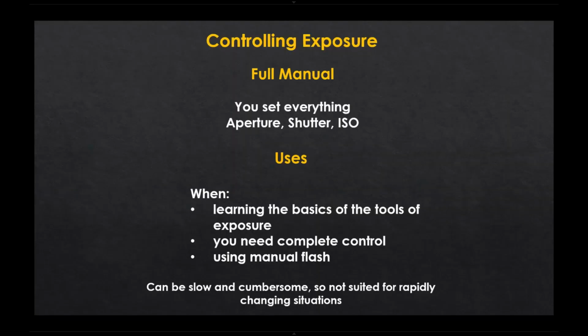And then of course we come to full manual, where you set everything, and this is really more designed for very tricky situations, but also situations where you have time to modify settings to get the best option. For instance, where you're learning the tools of exposure, it's a good idea to use full manual and see the different settings and what they do. But of course it can be a bit slow and cumbersome, so if you're trying to capture movement in sports and action, you're probably going to miss the action.